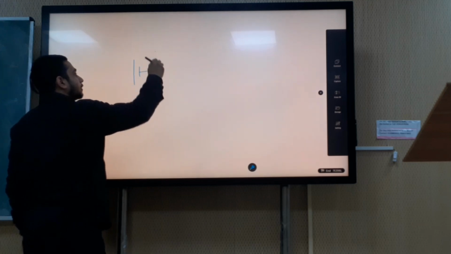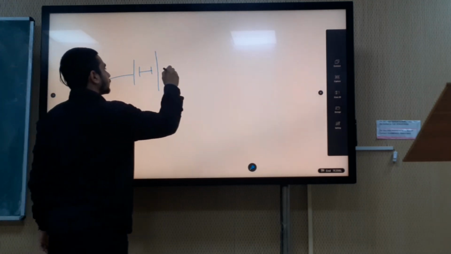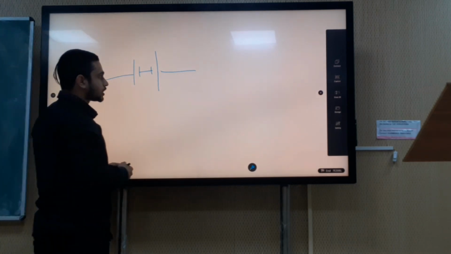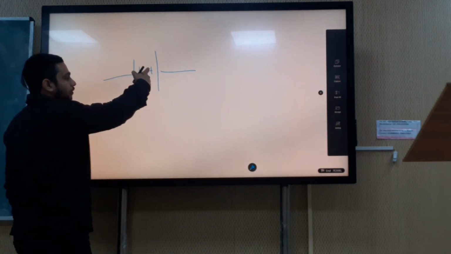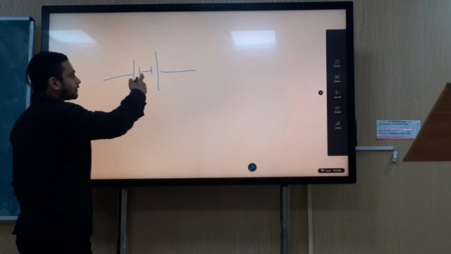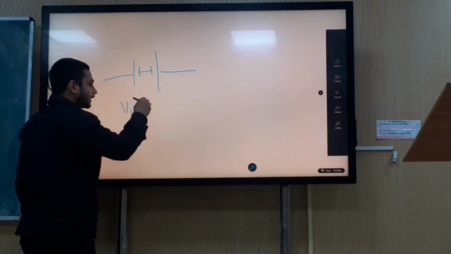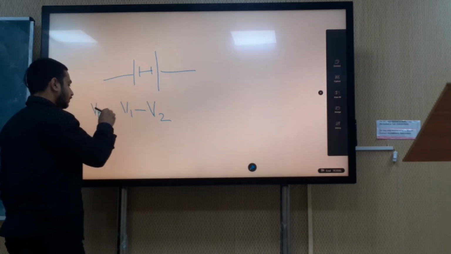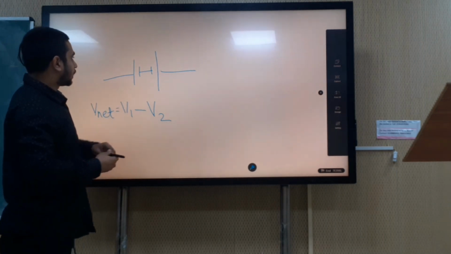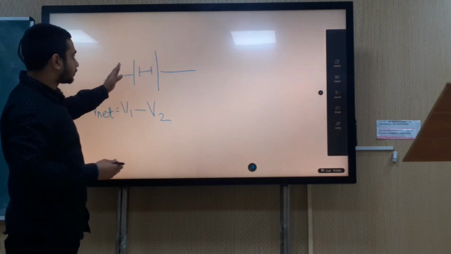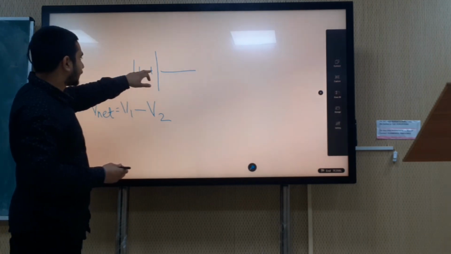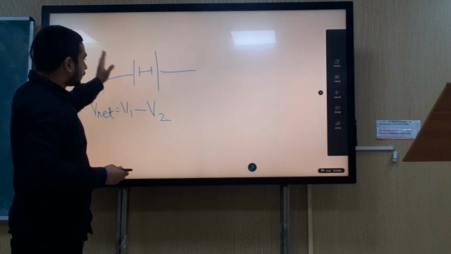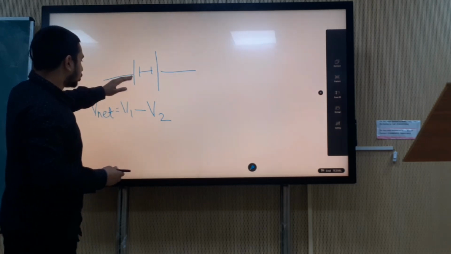This is positive, then negative, then again positive. So how will we solve this? It will be V1 minus V2, V net. If they are connected series-wise but negative is connected to negative, then the net will be V1 minus V2 or V2 minus V1.